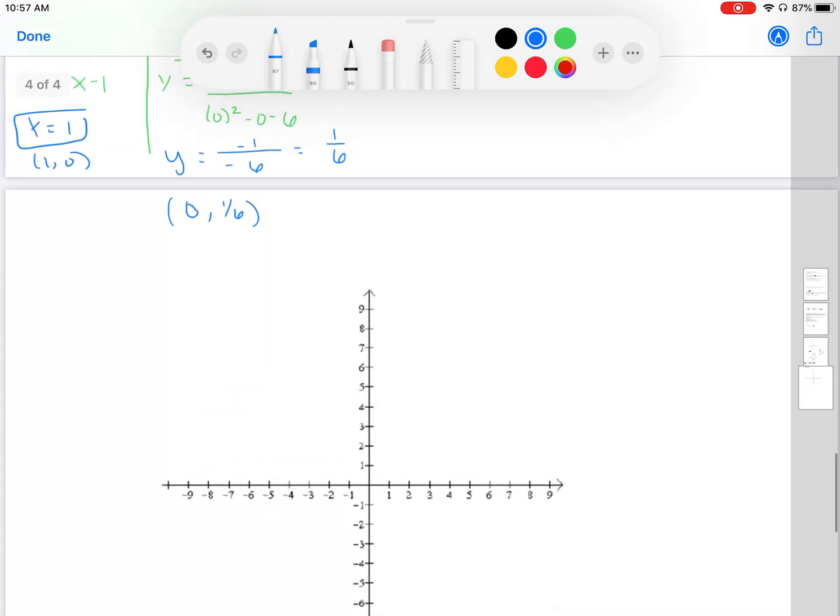Let me graph them. 1 comma 0 and 0 and 1/6, so it's just a small number there.